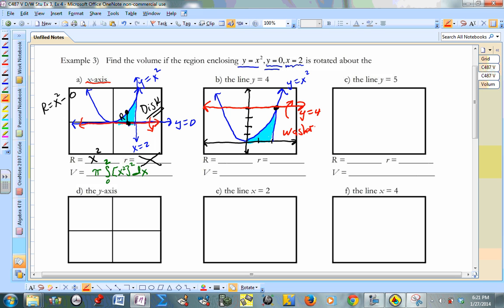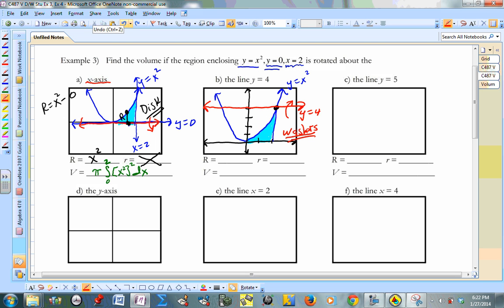So here's how you can tell. The axis of revolution is the red line. The shaded region is shaded in blue. And you see the big white space right here? The space between the shaded region and the axis of revolution is what will make a hole when we rotate this region around the axis, y equals 4. And we need 2 radii.